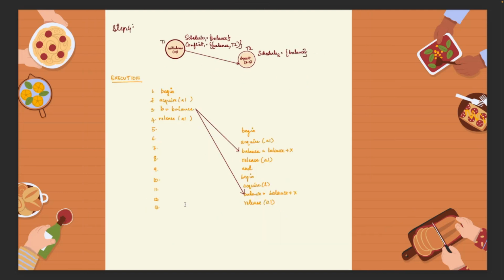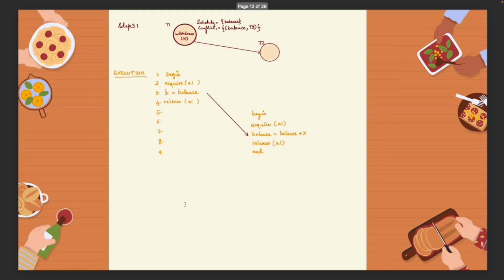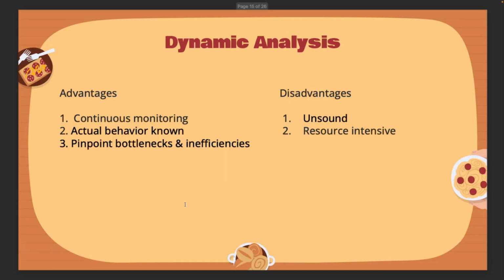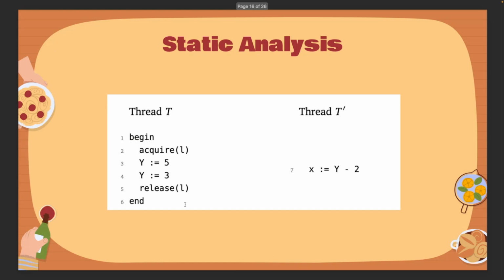This one is pretty good because actually I'm not keeping track of a lot of things, but usually the dynamic algorithms can be quite resource intensive. So static analysis comes from the first disadvantage, that is unsoundness. So if I want to cover every possible scenario, this may not be easy.